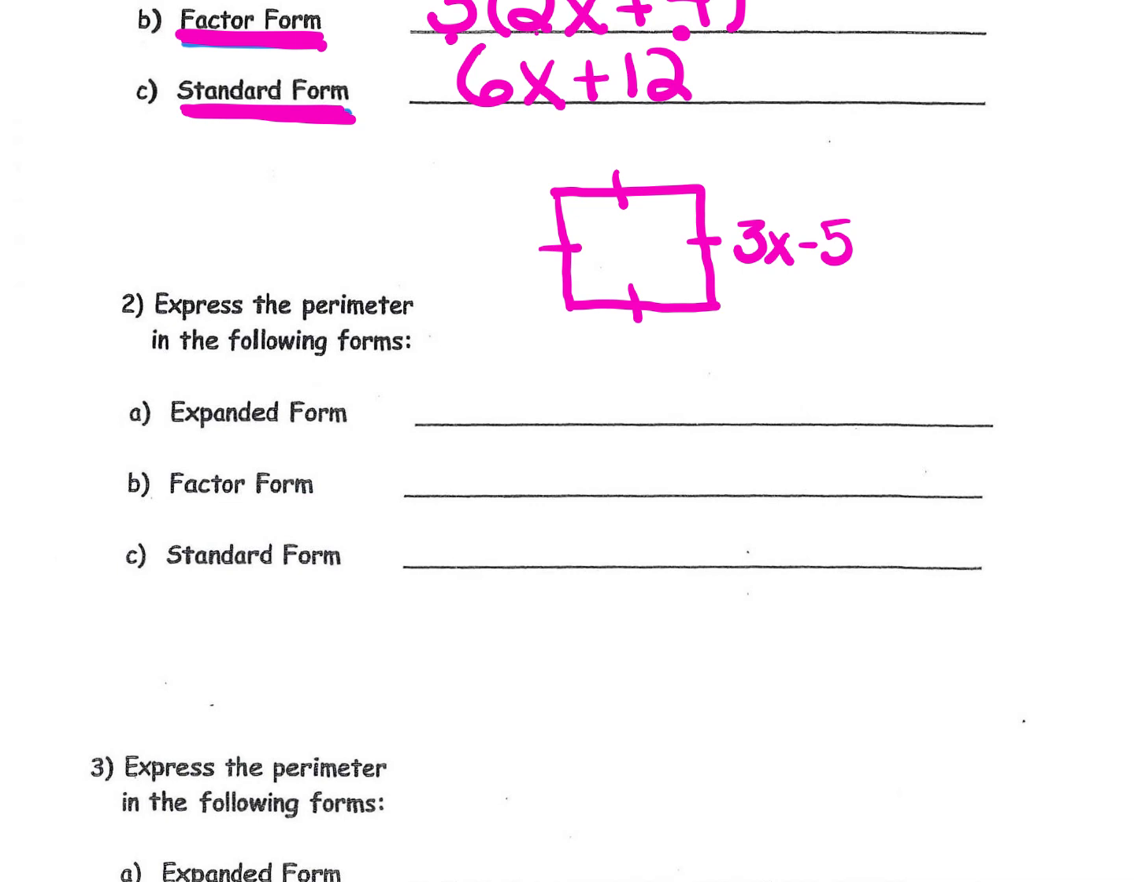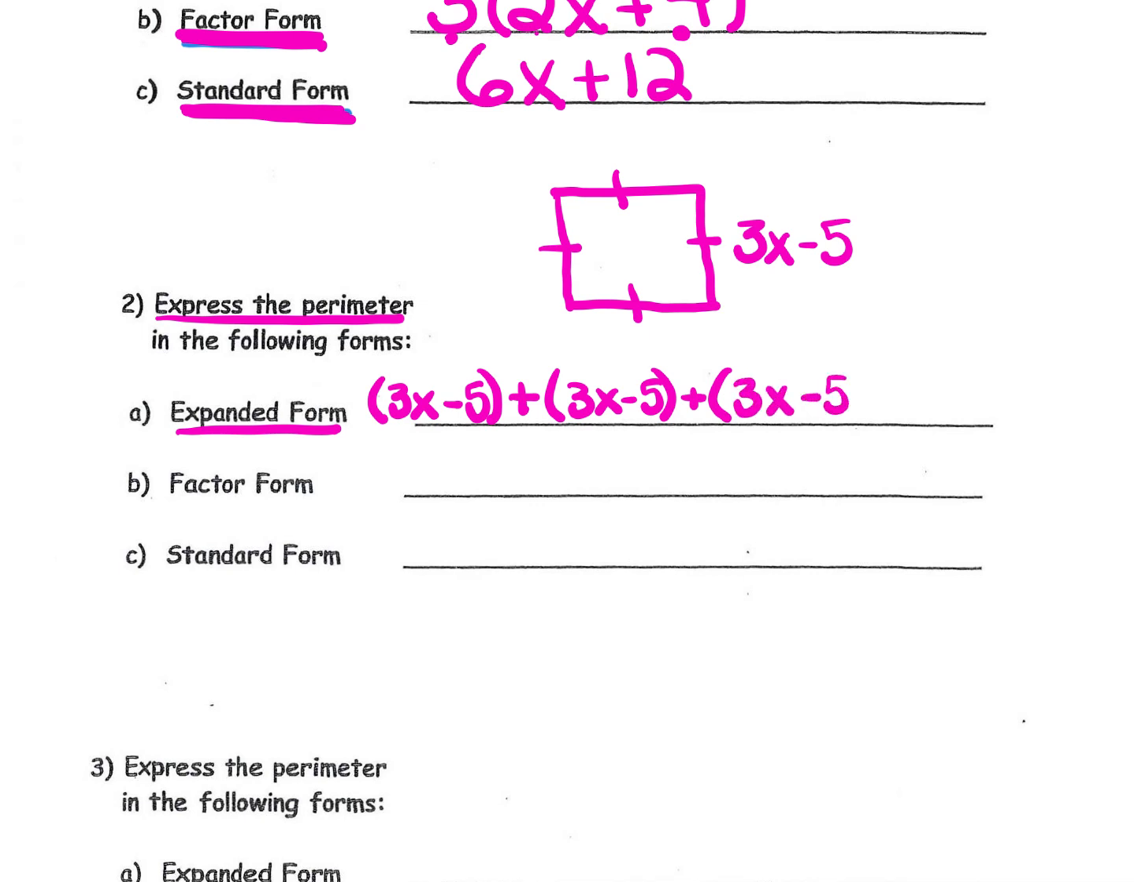If we need to express the perimeter in expanded form, that means we need to take 3x minus 5 and add it 4 times: 3x minus 5 plus 3x minus 5 plus 3x minus 5 plus 3x minus 5.